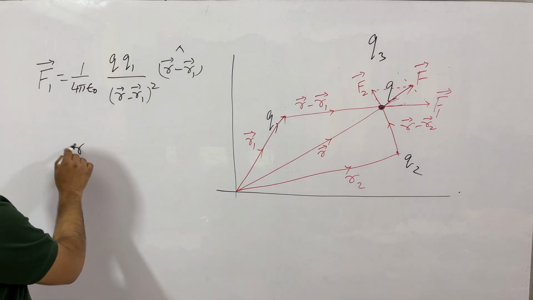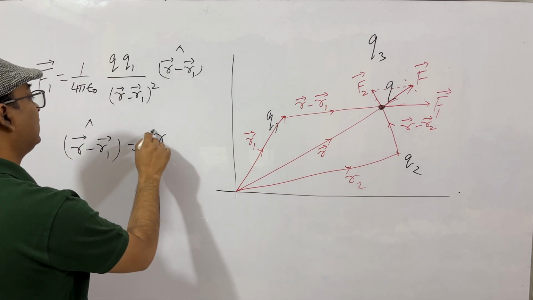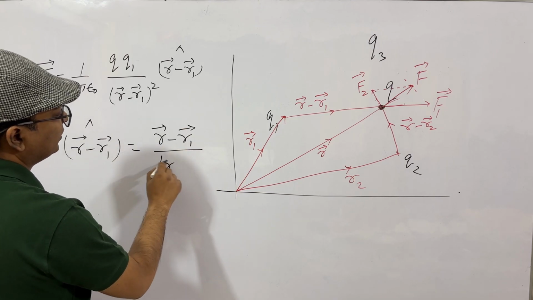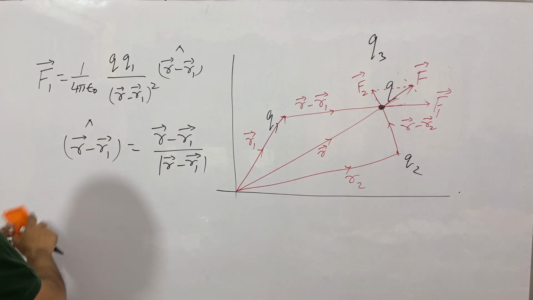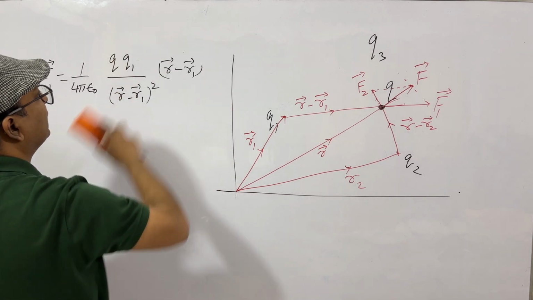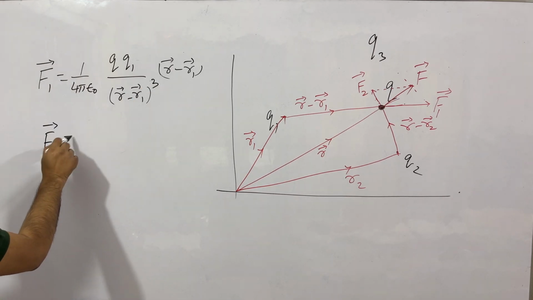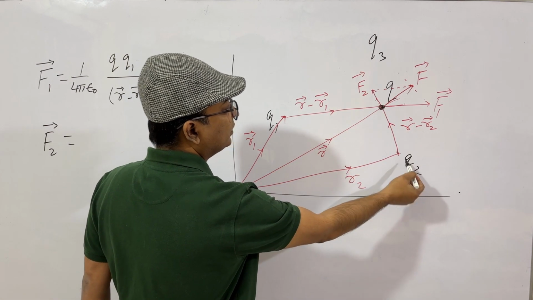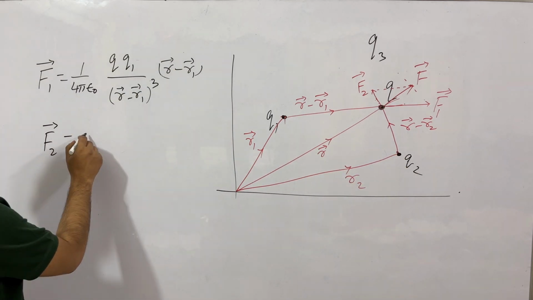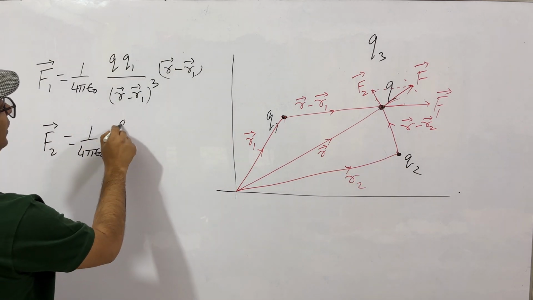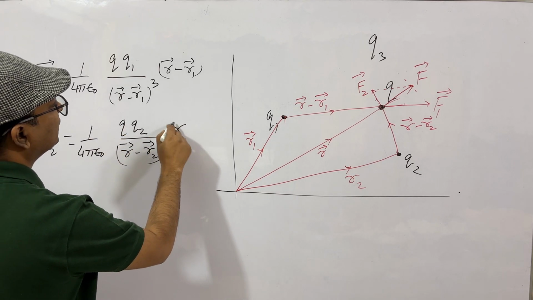You know, this can be represented as, if you take unit vector of this, you can write it like this: R minus R1, the vector, by modulus of this vector. So if you put it here, this will be cube. So let this be the vector and this will be cube. Okay. So this is F1. What is F2? That is force on charge Q due to this Q2. This is your Q1, this is your Q2. So F2 will be 1 by 4 pi epsilon 0 Q into Q2 by R minus R2 cube, and then this vector.